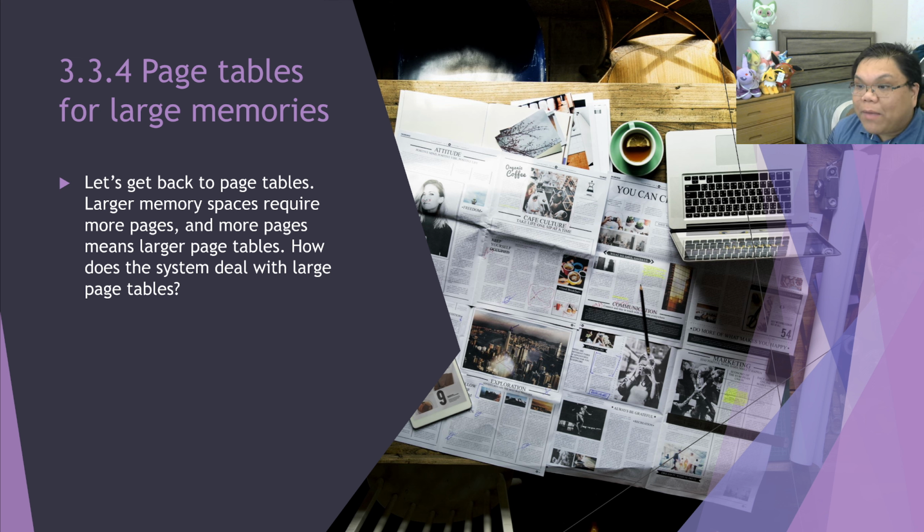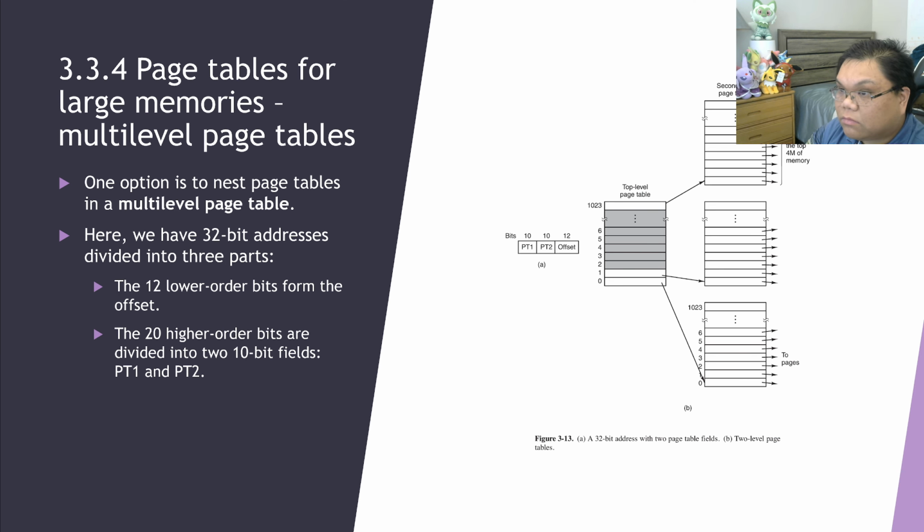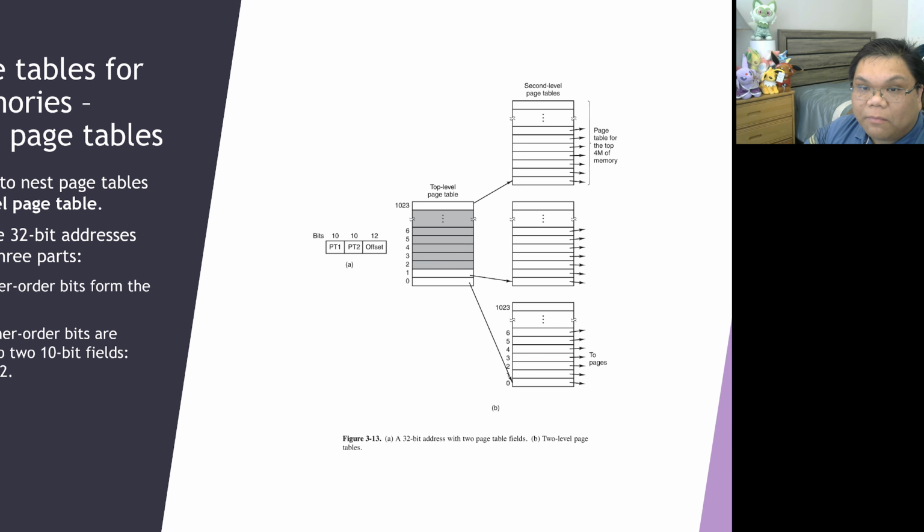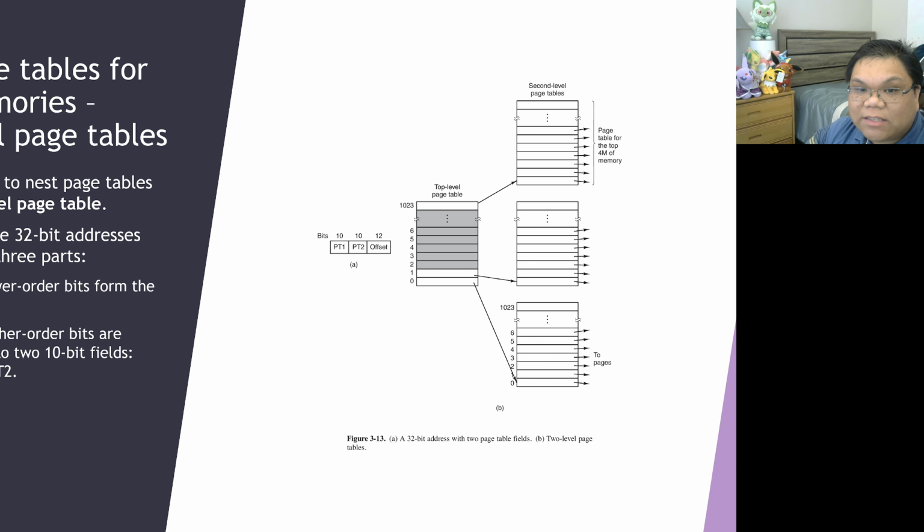Okay, so let's get back to page tables. Larger memory spaces require more pages, and more pages means larger page tables. So how does the system deal with large page tables? Here's one option. We just make the page table have multiple levels. So we page the page table.